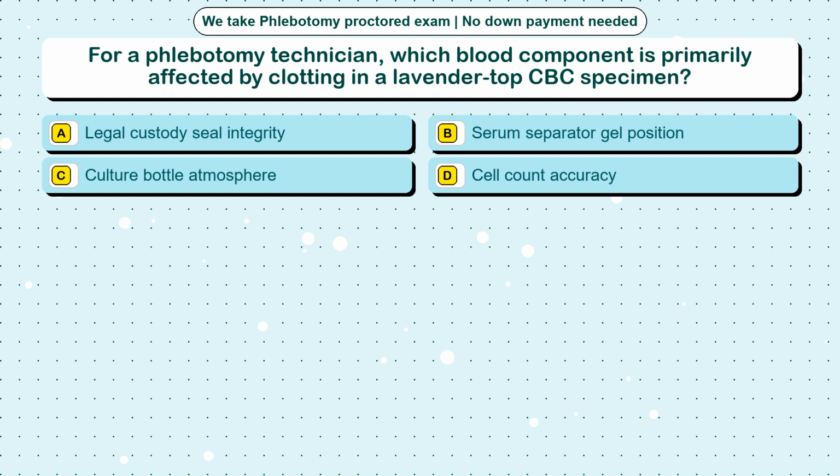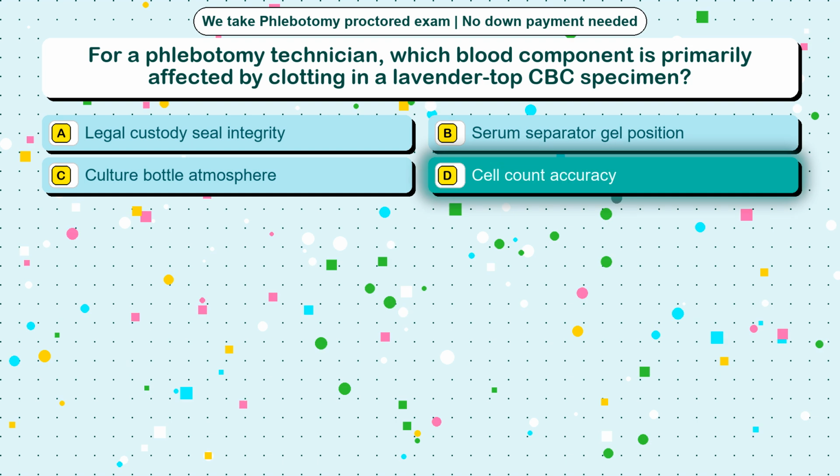Option A, legal custody seal integrity. Option B, serum separator gel position. Option C, culture bottle atmosphere. Option D, cell count accuracy. The correct answer is option D, cell count accuracy.